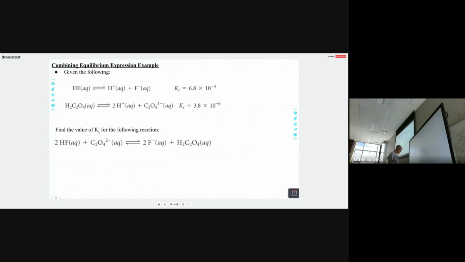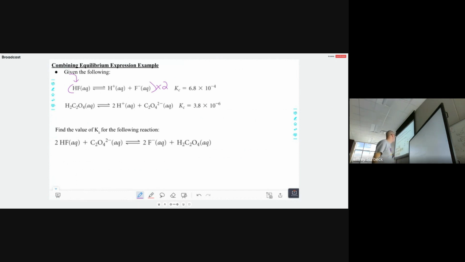I'm going to look at what I am given, okay? What I am given on the left-hand side is HF. Specifically, the equation I'm interested in down here has 2 HF. I look at the equation up top, and I can see that equation number 1 gives me just HF. It does not give me 2. So what I need to do is multiply this particular equation by 2.